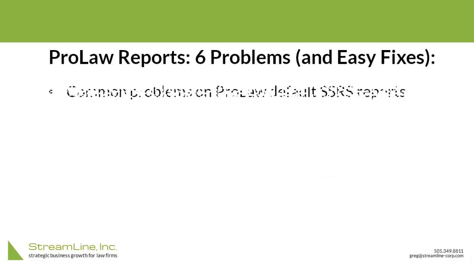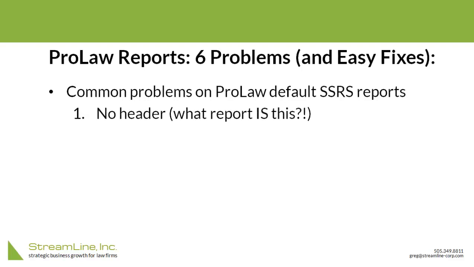Okay, so what are the common problems with ProLaw default SSRS reports? One problem that I alluded to is maybe there's no header on the report. So it doesn't even say, for example, what the report is. Is it a matters report, a transactions report, events, contacts? If there's no header on the report, you have no idea what the report is, and you've got to actually look at the data on the report and skim through it to try to figure out what the heck it is. So that's one problem. Some of the reports don't have any headers on them.